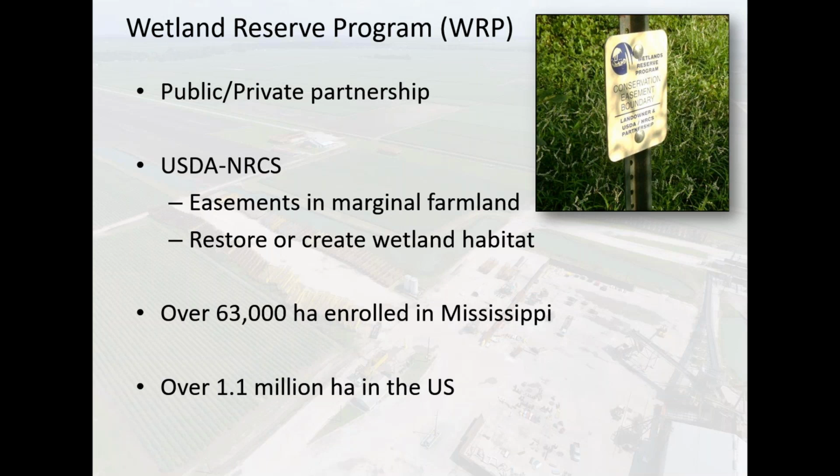And this is where our research intersects with the issue of eutrophication within the Mississippi River Basin, Gulf of Mexico region, because the work that we're going to talk to you about was conducted primarily on USDA Wetland Reserve Program, or WRP, wetland sites. This program was a partnership between the U.S. Department of Agriculture and private landowners, whereby marginal farmland was set aside in conservation easements directed specifically for either the restoration or creation of wetland habitats throughout the United States.